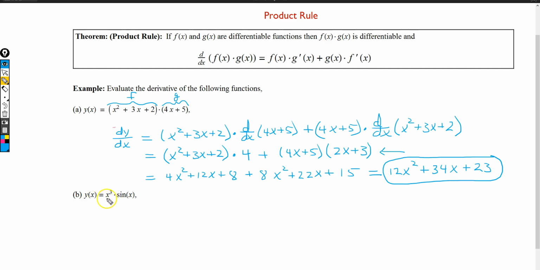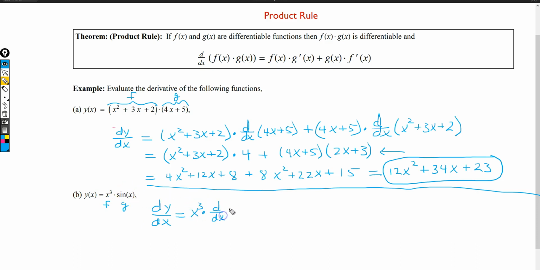Derivative, we want to evaluate the derivative of x cubed times sine x. Now in this case, the x cubed is going to be like our function f, and the sine x is going to be like our function g, being referred to up here. So dy dx will be x cubed times the derivative of sine x, plus sine x times the derivative of x cubed.